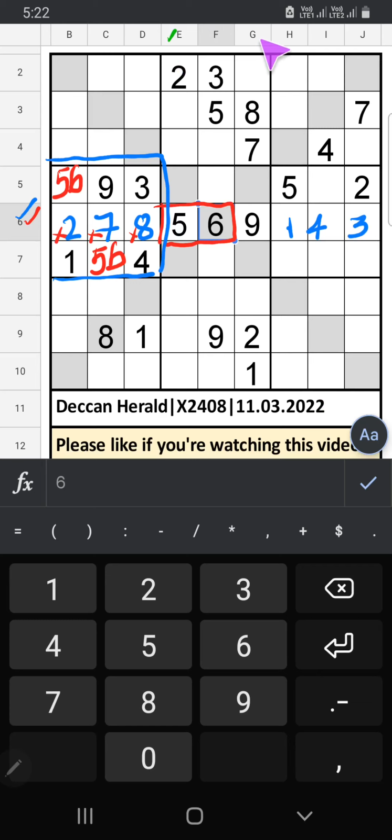Column E and column G and fifth row, we have 2. So 2 can't come in these cells. Then 2 is confirmed here. Fifth row, we have 5. So 5 can't come in the cell. 5 is confirmed here. Then 6 is here.